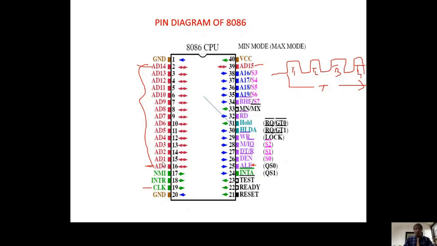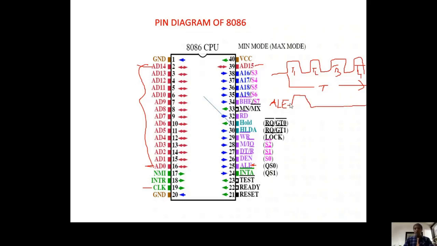Now let us see how these AD0 to AD15 lines are separated into pure address and data lines with the help of ALE. In the timing diagram, I will explain it. So ALE, what is address latch enable? This is a very important pin. ALE comes under minimum mode. This address latch enable pin must be high during the first part of the machine cycle. In this time it should be high, and in the remaining part of the machine cycle it should be low.